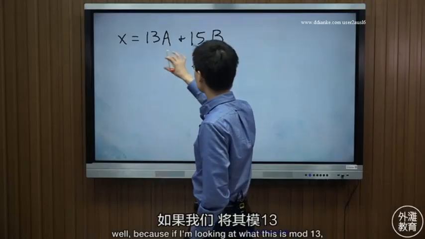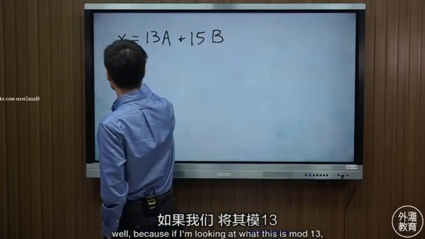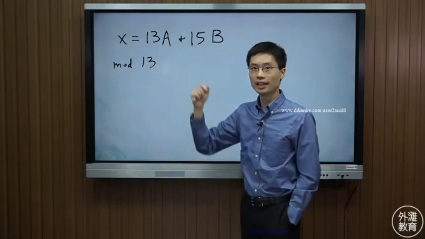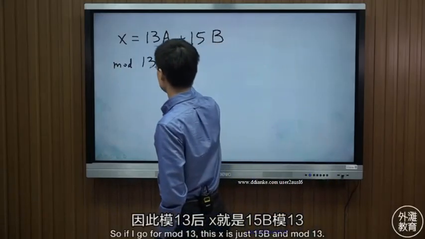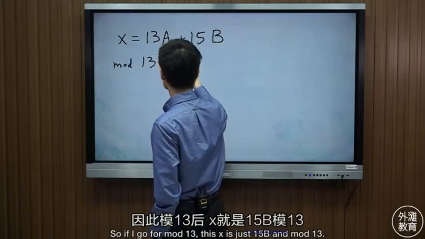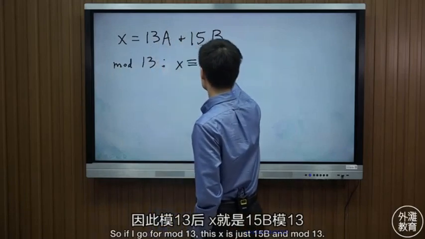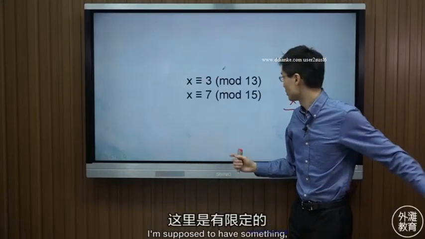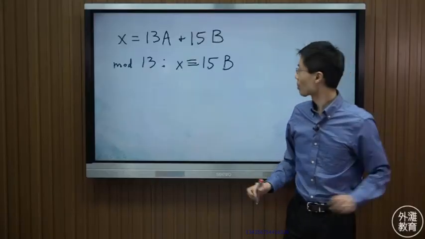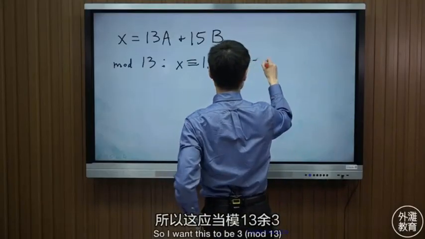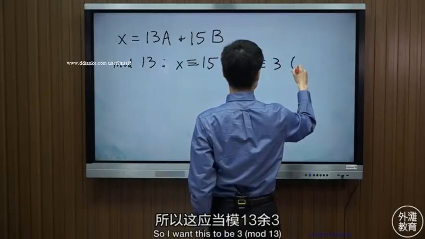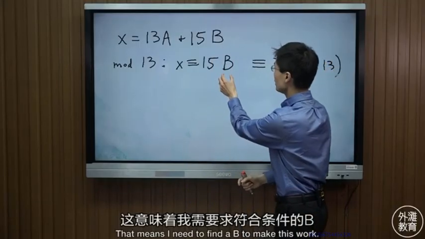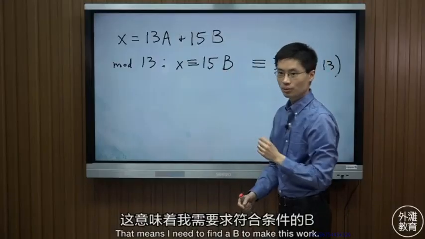Well, because if I'm looking at what this is mod 13, the 13 disappears. I have 13a. So if I go mod 13, this x is just 15b. And mod 13, I'm supposed to have 3. So I want this to be 3 mod 13. That means I need to find a b that makes this work.